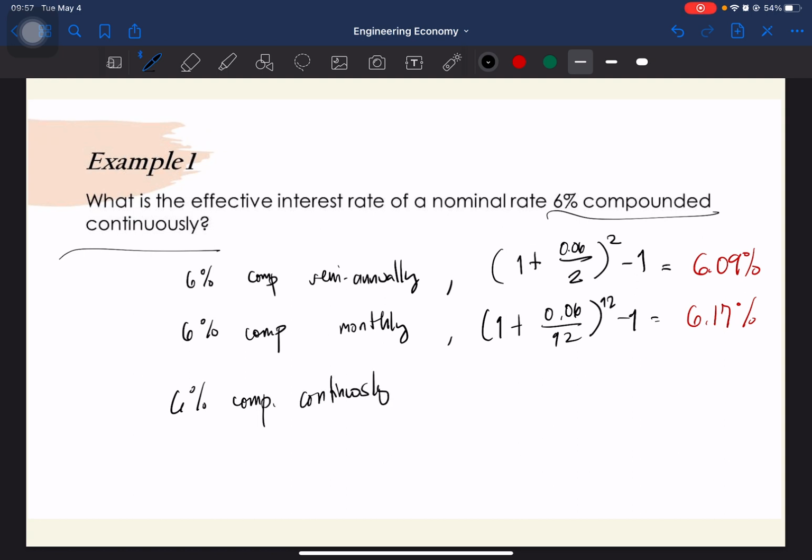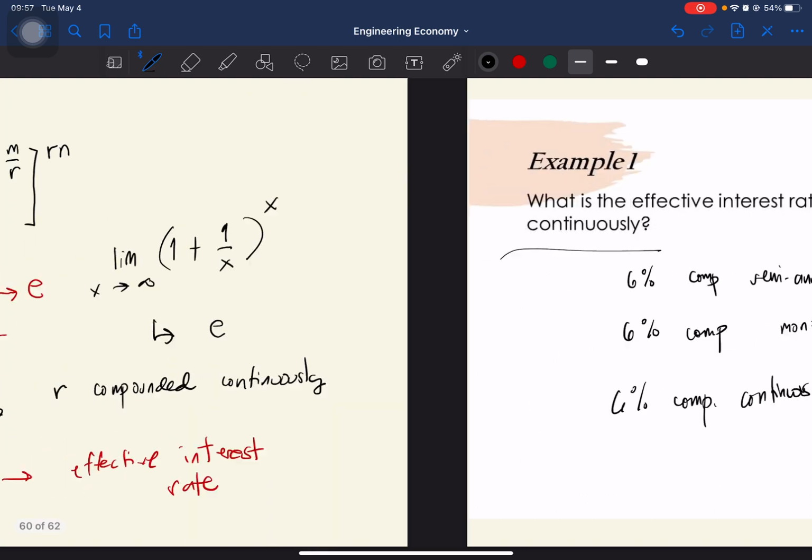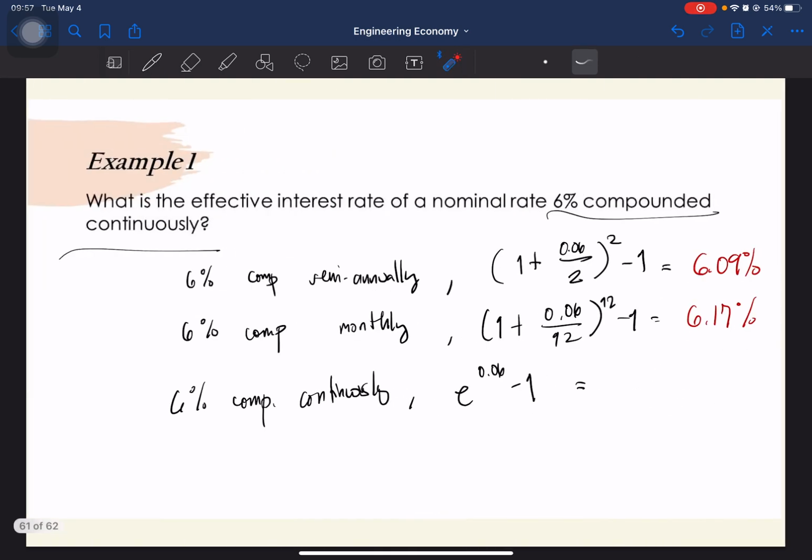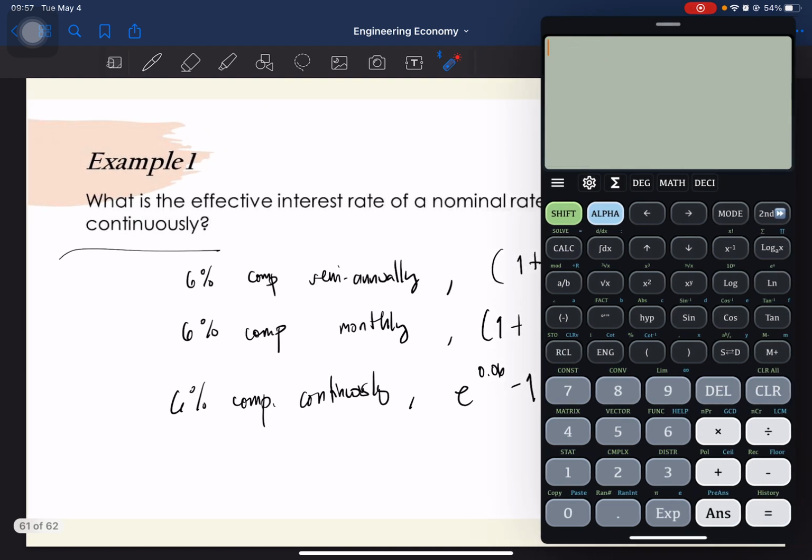ang formula natin is e raised to r minus 1, where r is 0.06. So, anong sagot dito? Ito yung formula natin, e^r minus 1. Yan yung effective interest rate sa loob ng isang taon. So, that's e raised to 0.06 minus 1. So, that's 0.0618 or 6.18%.